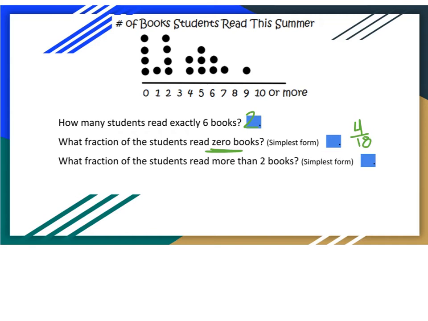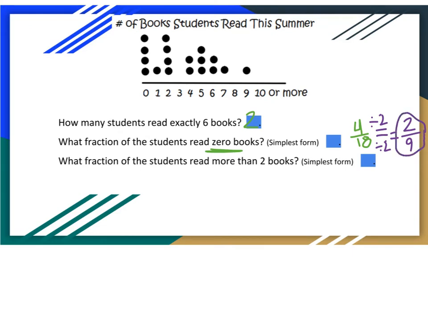So 4/18. This is not simplified though, so we want to go ahead and do that. So 4 and 18 are both divisible by 2. They're both even numbers. So I should get 2/9 for my fraction.